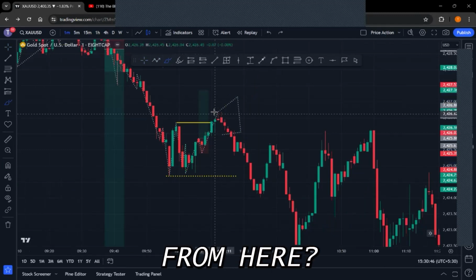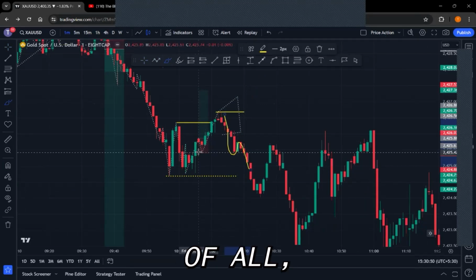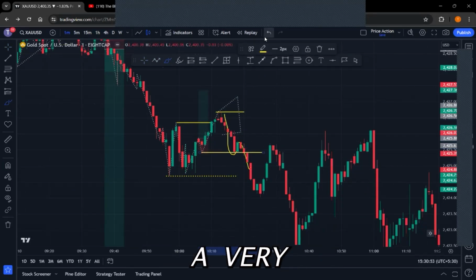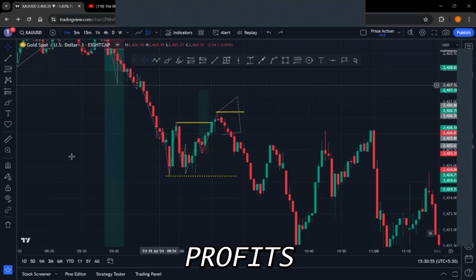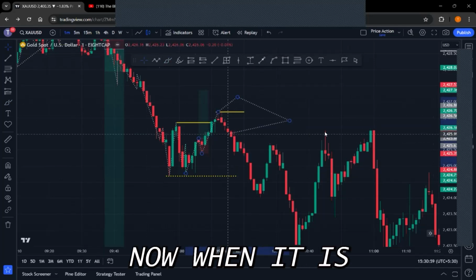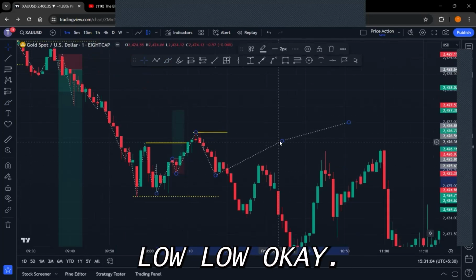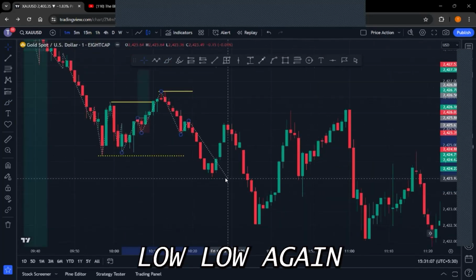But what did happen from here? Creating this resistance, the price started creating a series of lower highs and lower lows again. So first of all, our stop loss will hit. Okay, that's not a very big thing, because we are making good profits while we are trading like this, even if it gives us some stop losses. Now when it is giving the stop losses, we have to look at what is happening from here, that the price is creating a lower high, lower low, okay, and then lower low again, something like this.